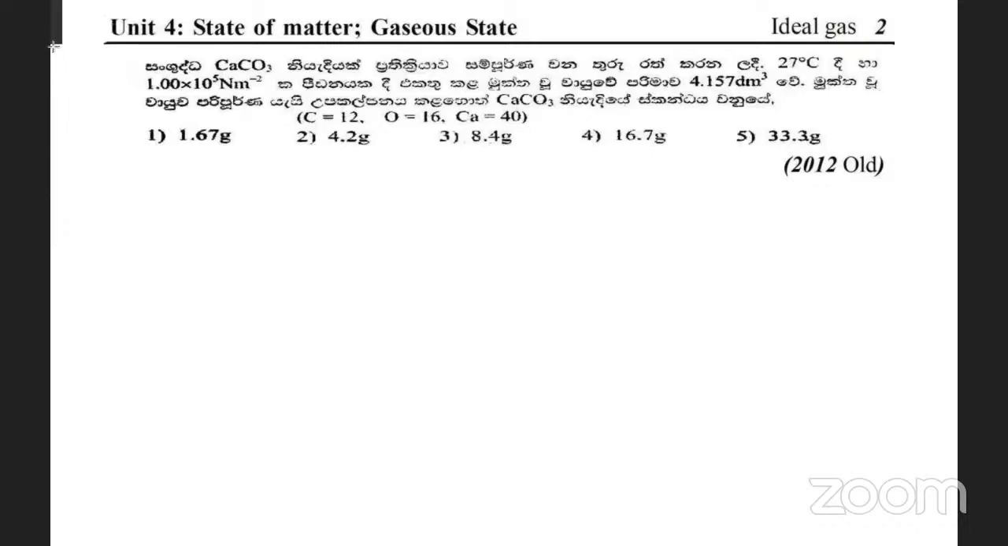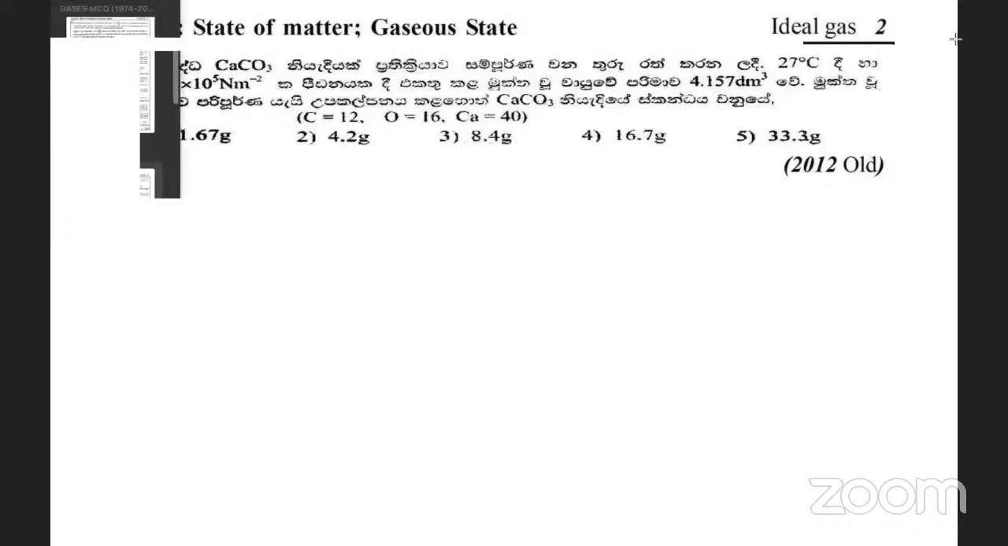A pure sample of calcium carbonate was heated until the mass was constant, at 27 degrees Celsius and 1 into 10 to the power 5 Pascal pressure. The total volume collected was 4.157 decimeter cube. If you assume that the gas released was ideal, what is the mass of the calcium carbonate sample? Okay, that is the question.